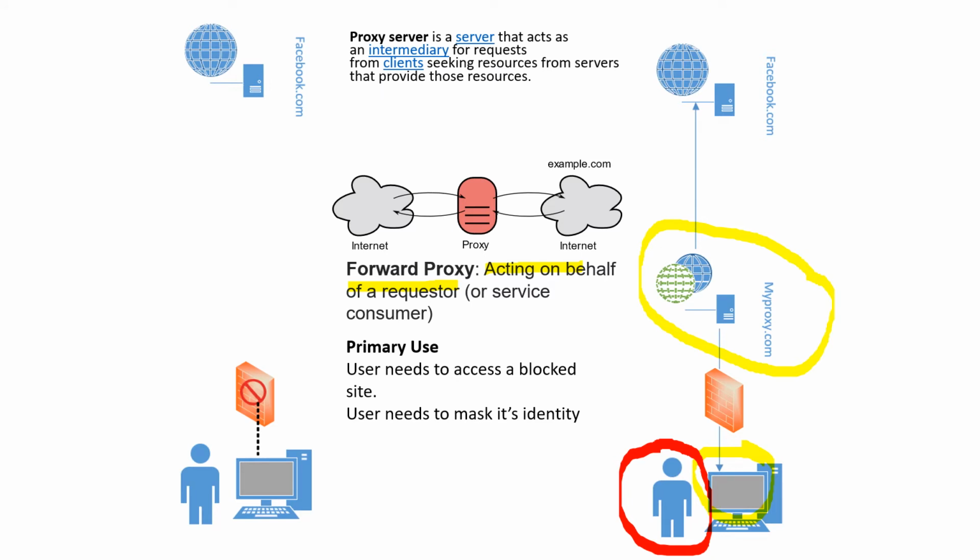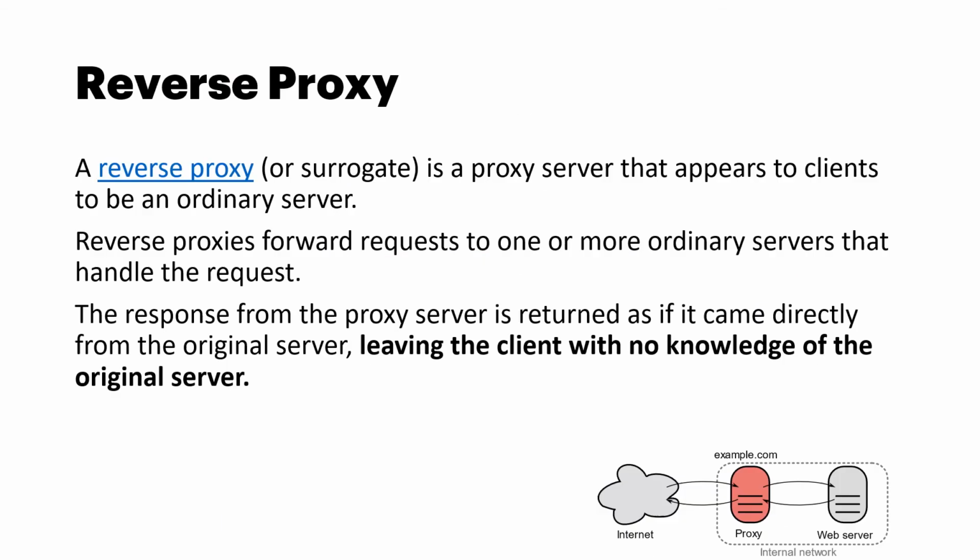Reading the definition again: a proxy server is a server that acts as an intermediary for requests from clients seeking resources from the servers that provide those resources. A proxy server thus functions on behalf of the client when requesting service, potentially masking the true origin of the request to the resource server. Now let's move to the reverse proxy.